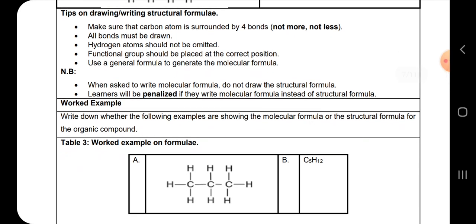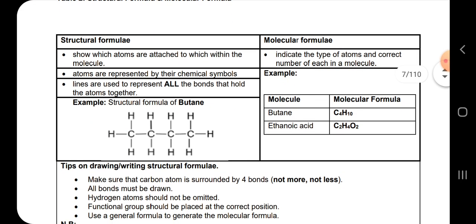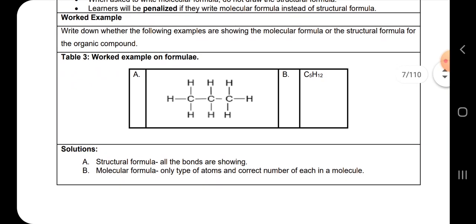When asked to write a molecular formula, do not draw the structural formula. The molecular formula just tells us, in an alkane, let's say, just hypothetically speaking, that we have 4 carbons and 10 hydrogens. So that is a molecular formula. But when they say a structural formula, you draw that structural formula. They will tell you what to draw and you draw it.